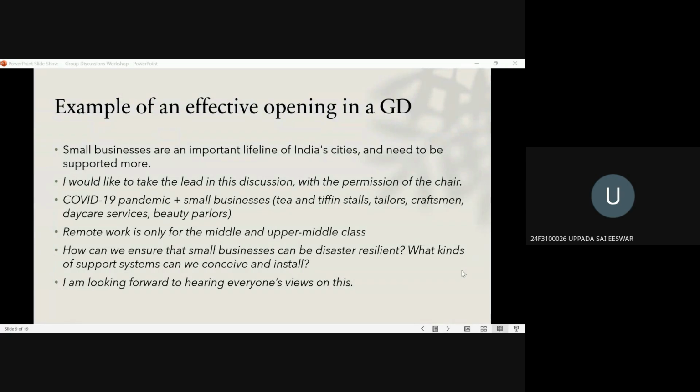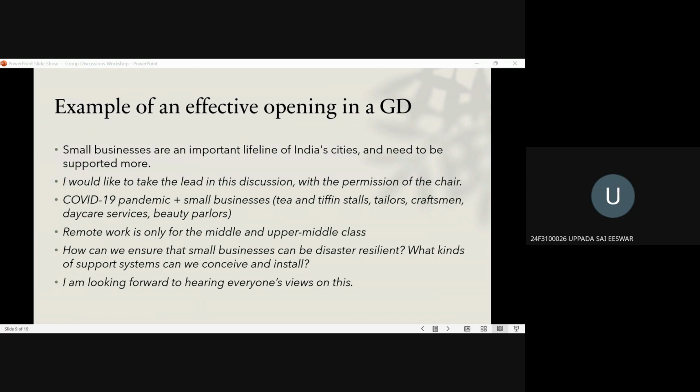I would like to take the lead in this discussion with the permission of the madam. Yes, go on. See, COVID-19 has affected many small businesses such as tea stalls, tiffin stalls, tailors, craftsmen, daycare services, and beauty parlors, much more than big services like Amazon or a big shop like DMart.